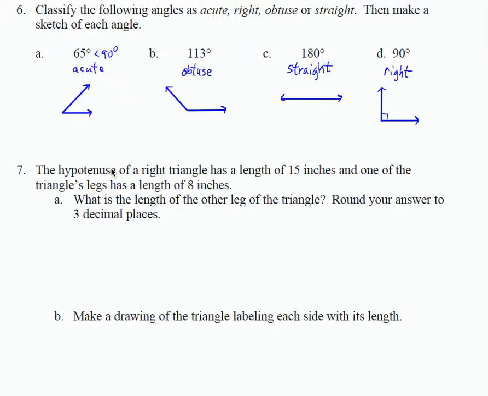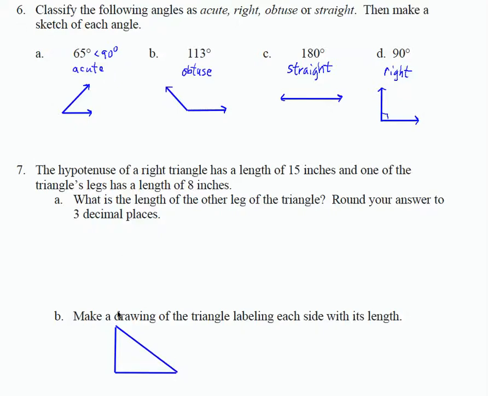Problem 7. The hypotenuse of a right triangle has a length of 15 inches and one of the triangle's legs has a length of 8 inches. In part A, I'm asked to find the length of the other leg of the triangle. In part B, I'm asked to make a drawing of the triangle. So I'm actually going to start with a drawing of the triangle here. I want to draw a right triangle, and I'm going to do that here.